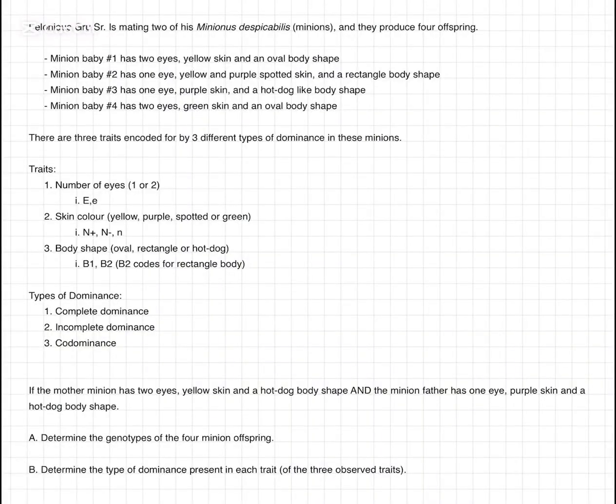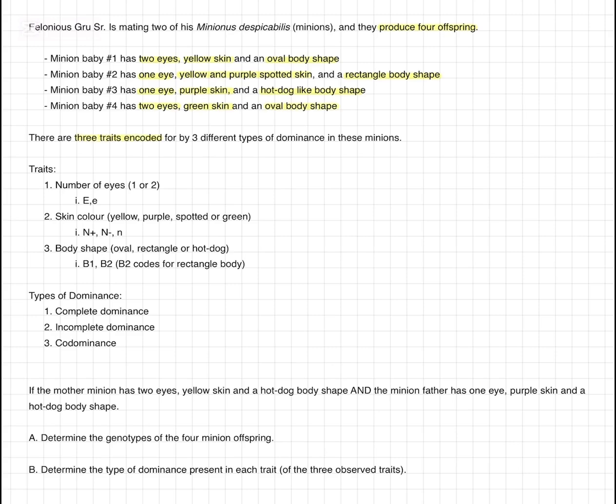Polonius Grew Sr. is mating 2 of his minions, and they produce 4 offspring. Minion Baby 1 has 2 eyes, yellow skin, and an oval body shape. Minion Baby 2 has 1 eye, yellow and purple spotted skin, and a rectangular body shape. Minion Baby 3 has 1 eye, purple skin, and a hot dog-like body shape. Minion Baby 4 has 2 eyes, green skin, and an oval body shape.